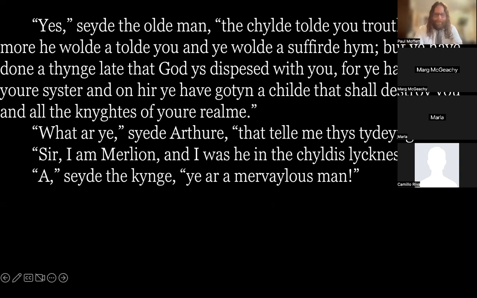And Merlin goes on, "Yes," said the old man, "the child told you truth, and more he would have told you if you would have suffered him. For you have done a thing of late that God is displeased with, for you've lain by your sister, and on her you've gotten a child that shall destroy you and all the knights of your realm."